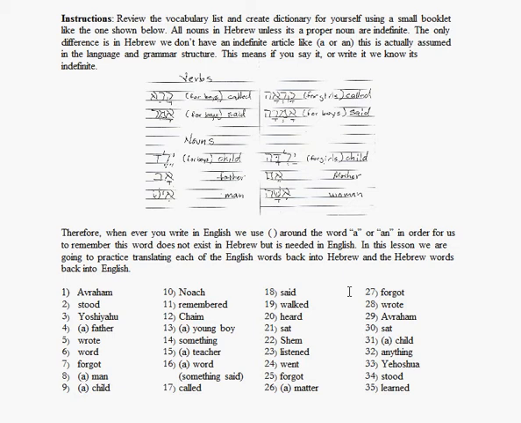And so we're going to say here, the English word is Avraham, but the equivalent is writing Aleph, Bet, Resh, Hey, Mem, and therefore there's your name, Avraham. The next one you're going to have is the word stood. What is the word stood in Hebrew? It's the word amad. And so we're going to write down the word amad.